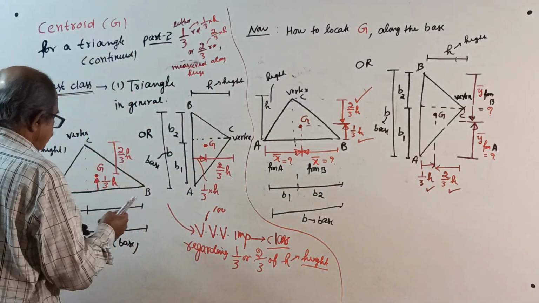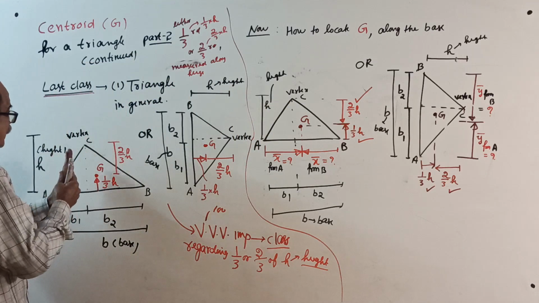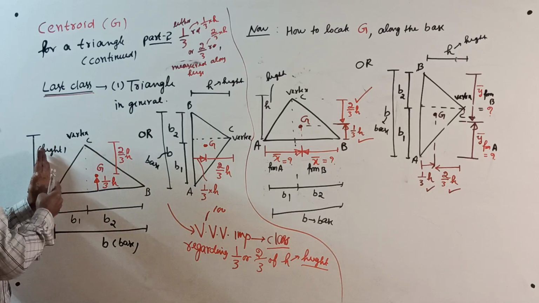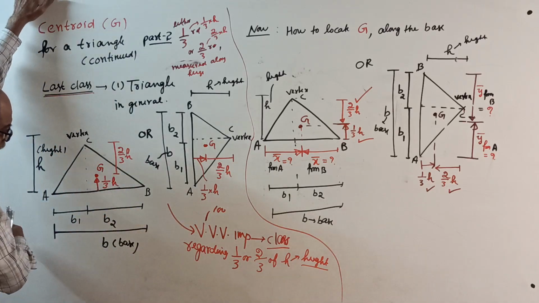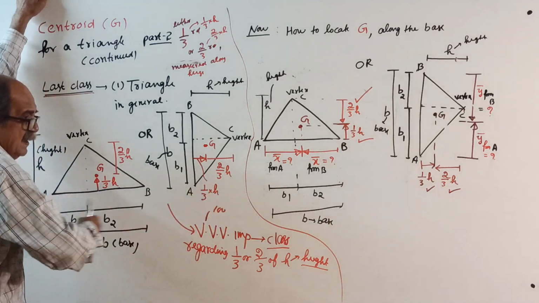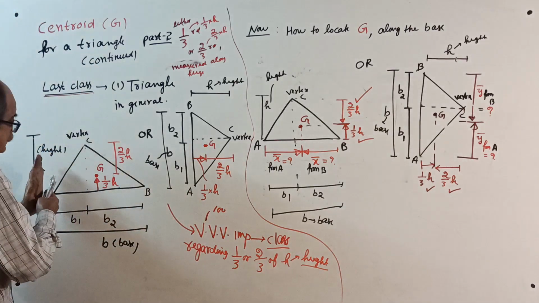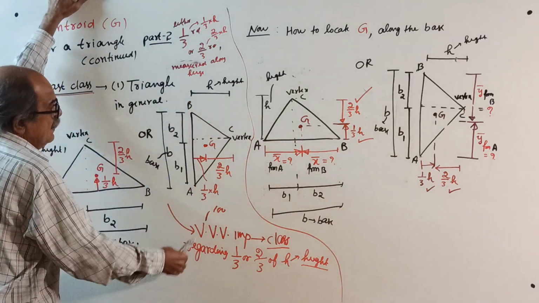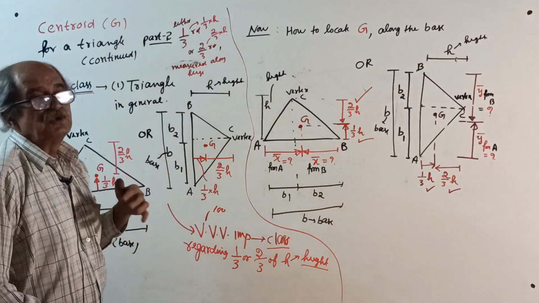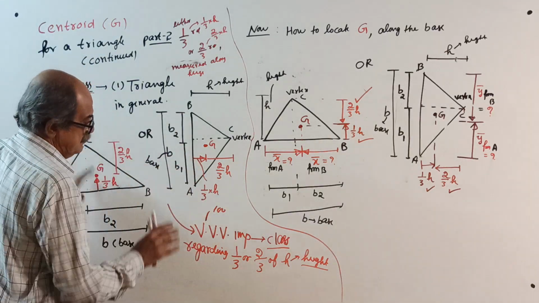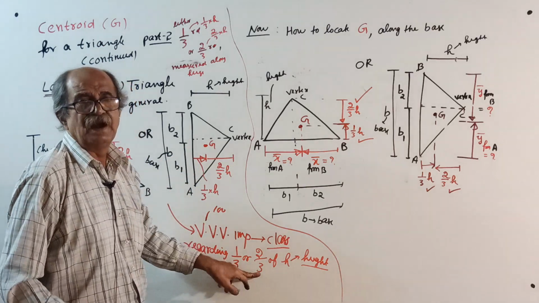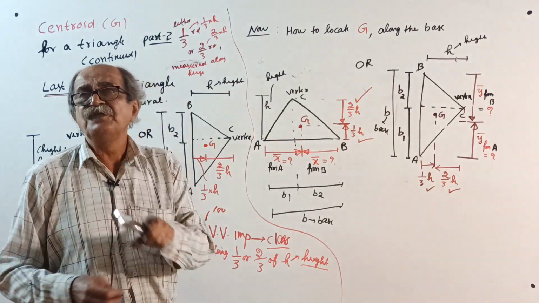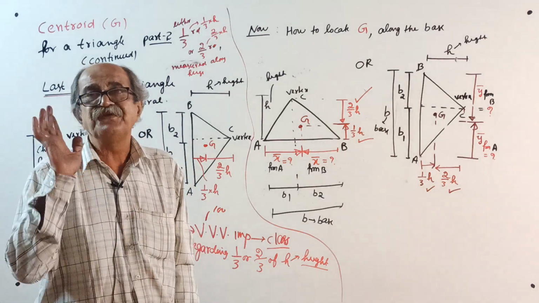But if you see it this way, you cannot take a base here. There is no base here. So along this direction, if you want to locate CG, there is no height. This is the base, this is the height. This is the base, this is the height. This much I explained last time. 1/3 and 2/3 you use only when you measure the distance along the height. There should be a proper base and height.